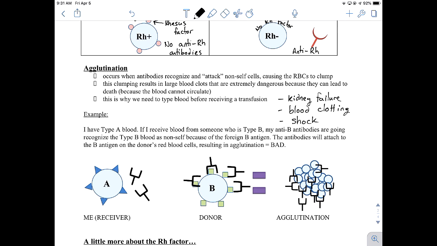So, for example, if I have type A blood, and I receive blood from someone who is type B, my anti-B antibodies are going to recognize the type B blood as non-self because of the foreign B antigens. The antibodies will attach to the B antigens of the donor's blood, and this will result in an agglutination. And so here are all the cells sort of being clumped together as white blood cells are attacking it, and they're trying to eat them, and they're kind of clumping them, and they're trying to create a mass that would eventually be broken down and taken away.